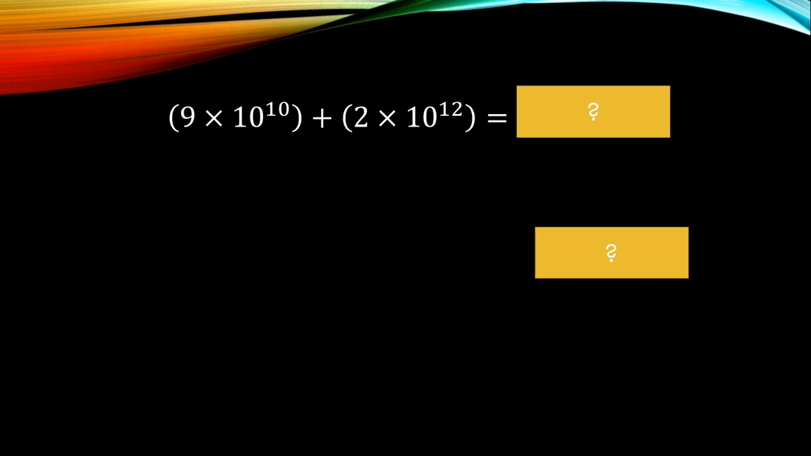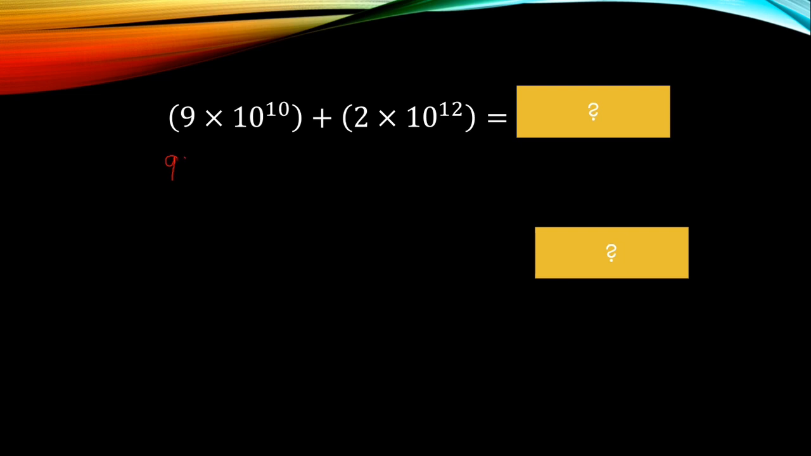Let's check if our answer tallies. Yes, 6.5 times 10 to the power minus 2. Let's look at the last problems. 9 times 10 to the power 10 plus 2 times 10 to the power 12. Here we can convert the numbers to powers of 12. It will be easier because our answer is going to be in power of 12 since we are adding.